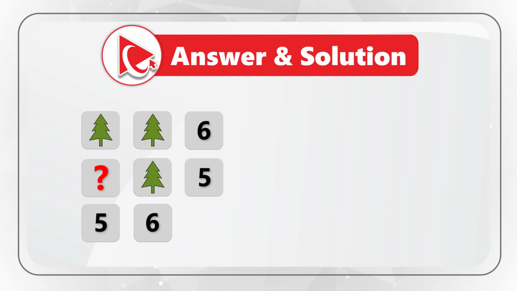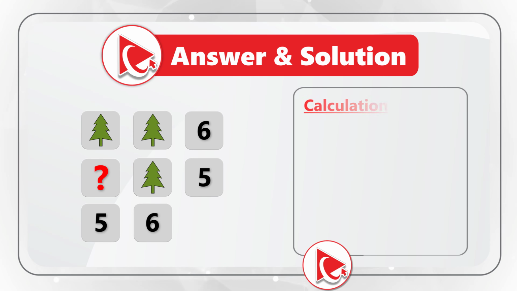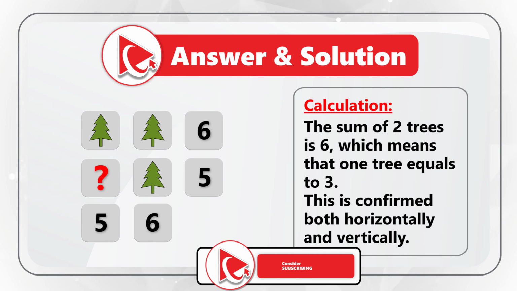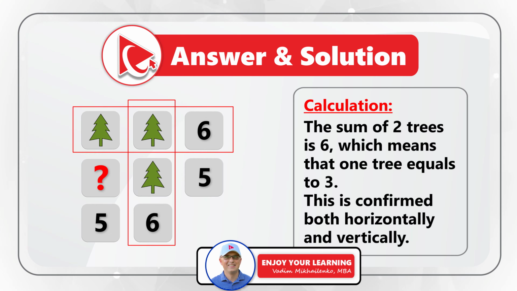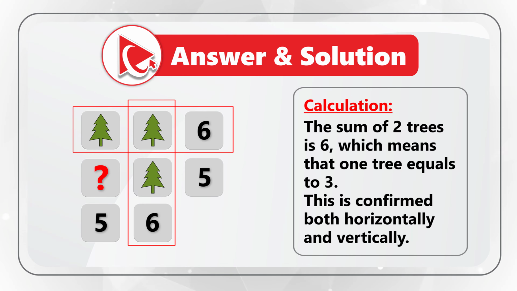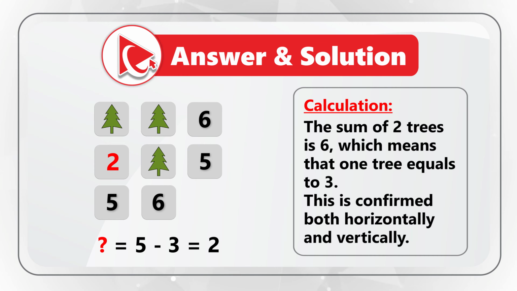As you might have guessed, what we see on the picture are mathematical expressions. For example, the sum of 2 evergreen trees is 6, which is represented by the top row. The same is true for the middle column. Sum of 2 evergreen trees equals 6, which means that 1 evergreen tree equals 3. Now we can calculate the missing number, which would be the result of 5 minus 3, which would be equal to 2. So the correct answer here is choice A, 2.